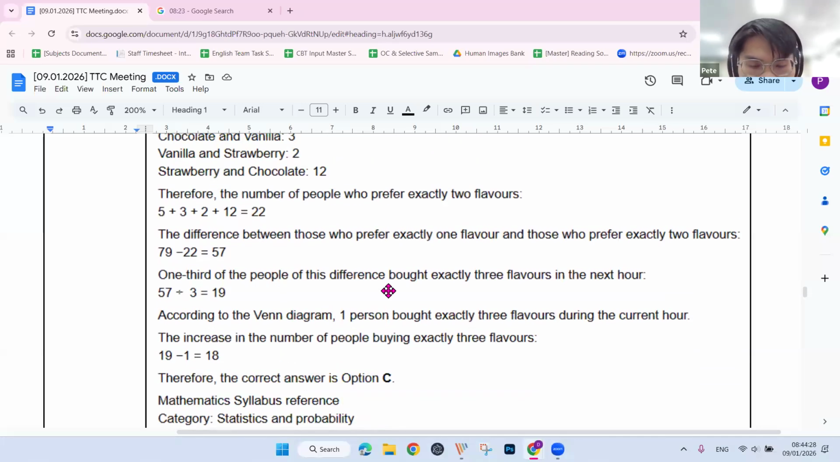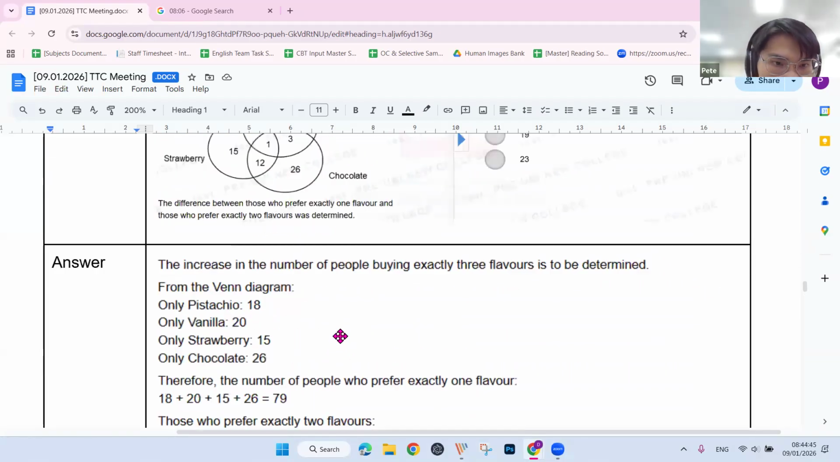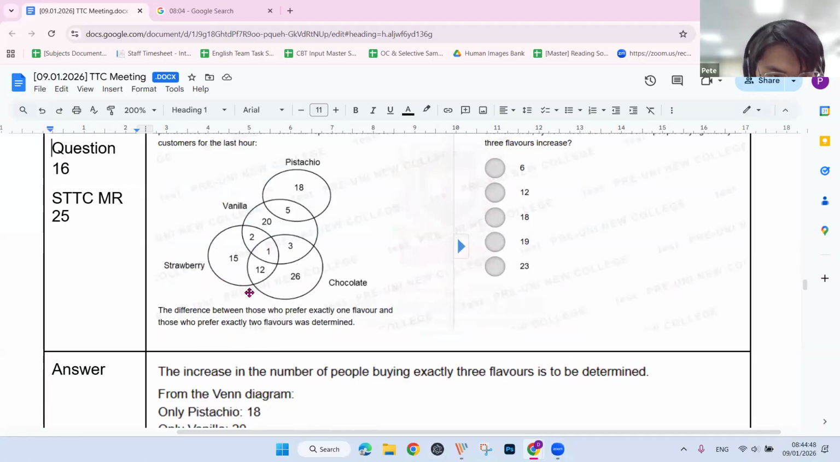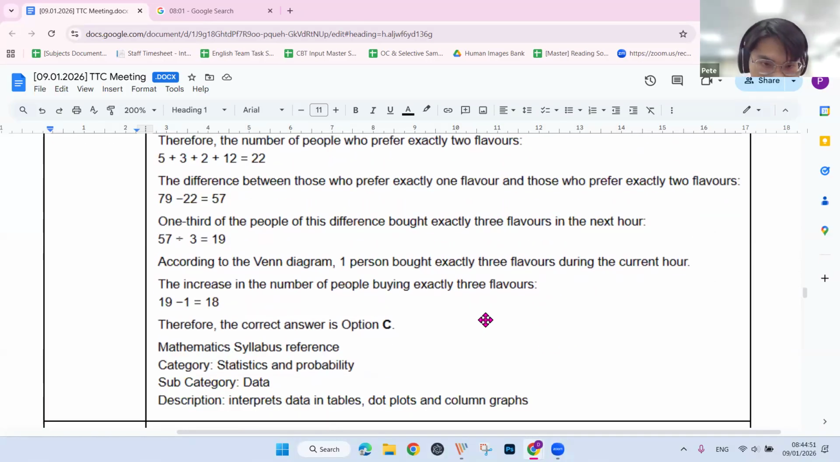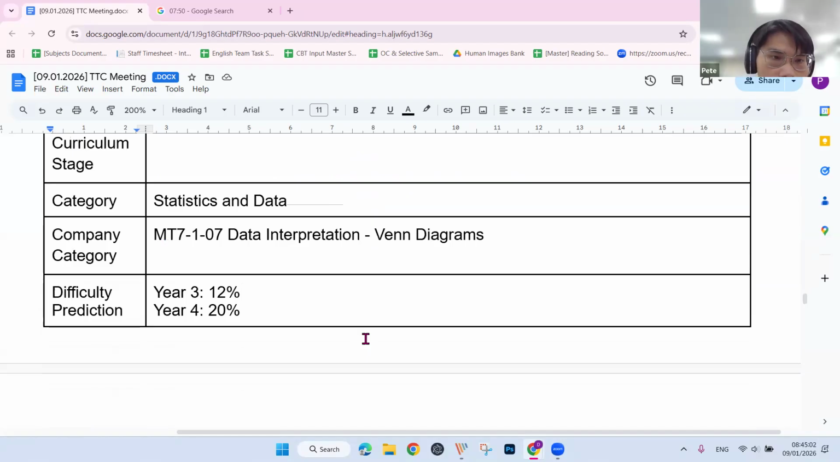So 1/3 of this difference bought exactly three flavors in the next hour. 57 divided by 3 would be 19. We only had exactly one person buy three flavors in the current hour, so the difference would be 19 minus 1, which is 18. The correct answer is option C. The category is MT7107, data interpretation, Venn diagrams.